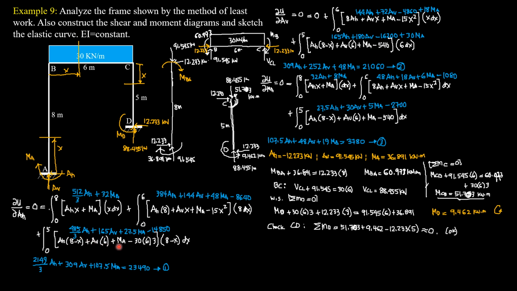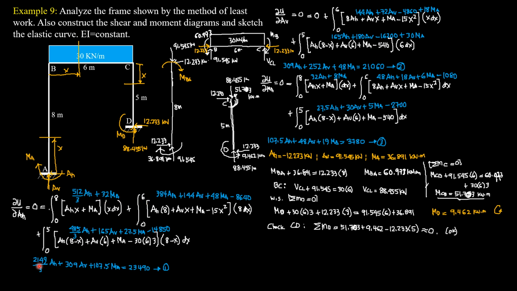For the next integral of the quantity 8 minus x squared dx, 0 to 5, is 485 over 3 AH. Integral of 6 times 8 minus x, 0 to 5, is 165 times AV. The integral of MA times 8 minus x, 0 to 5, is 27.5 MA. And the integral of negative 30 times 6 times 3, which is negative 540, times 8 minus x, is negative 14,850.